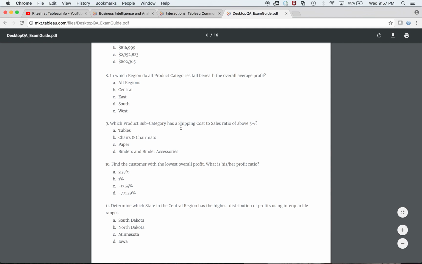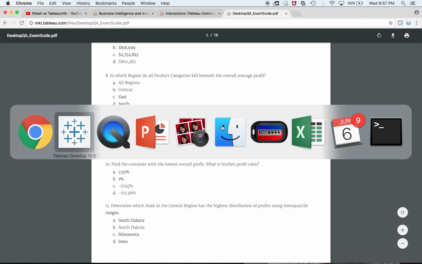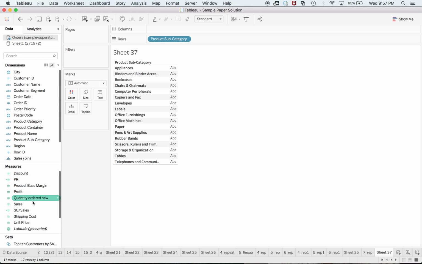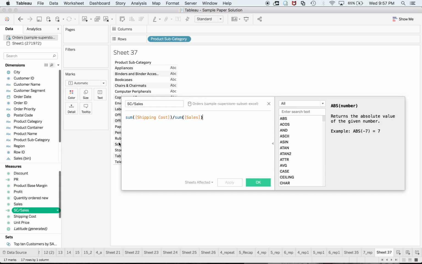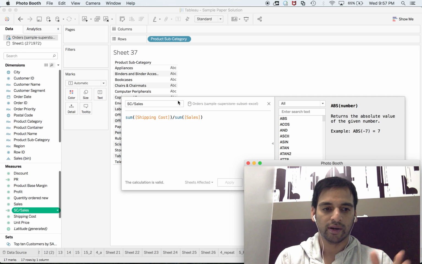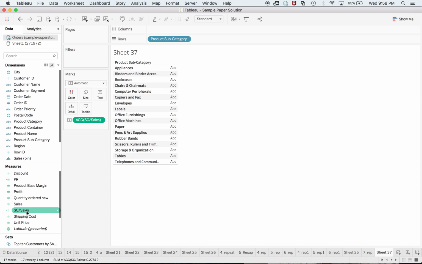Which product subcategory has a shipping cost to sale ratio of above 3%? So we need product subcategory and shipping cost to sale ratio. Fair enough. Product subcategory. And I already have shipping cost too, right? So remember that you are making use of sum of sales, sum of shipping cost divided. So you need to be clear when to make use of aggregate or row level calculations over there. So I have this as well. I'll double click on this.